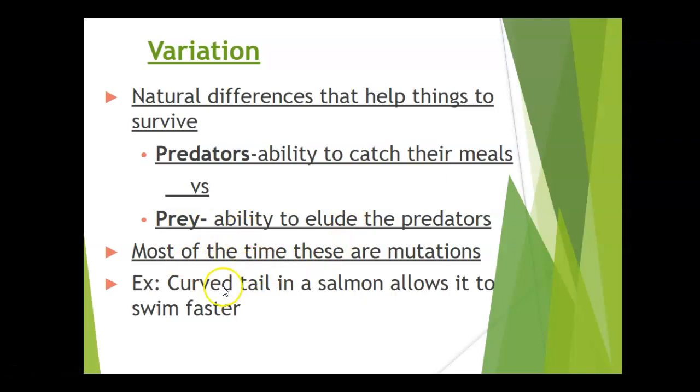Okay. In the fish, you have some fish that have a straight tail, like this, and then some that have a curved tail. Now it just so happened the curved tail allows this fish to swim faster. So all of my fish with a curved tail, they're going to outswim the bears and the predators. The ones with a straight tail, well, they get eaten and they don't make it. So over time, you'll find fewer straight tail fish and more curved tail fish. That variation, that difference, helps it to survive.